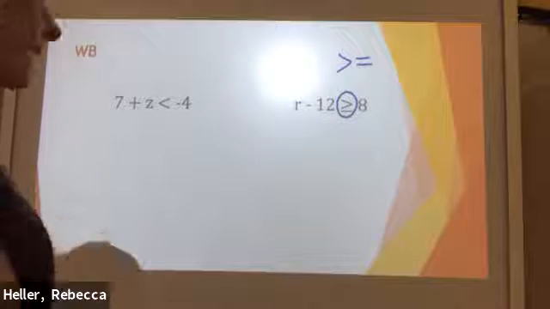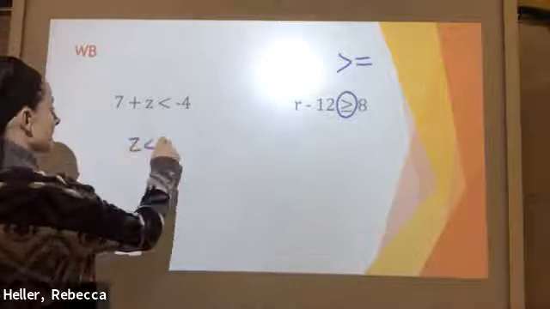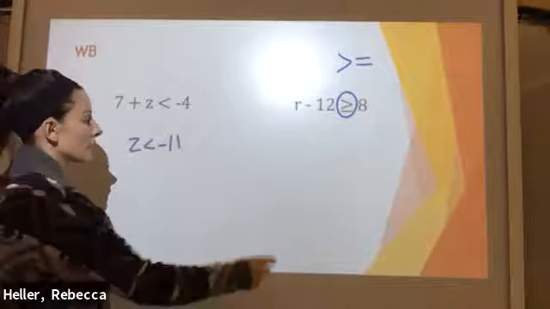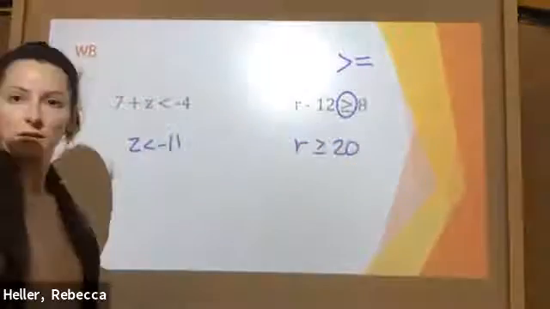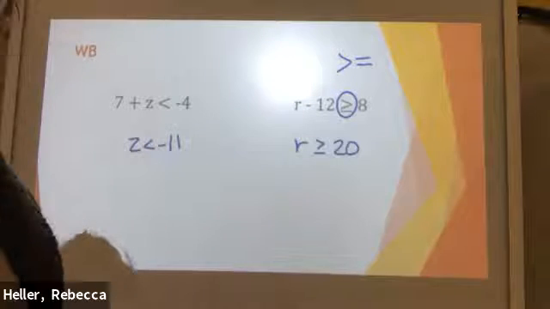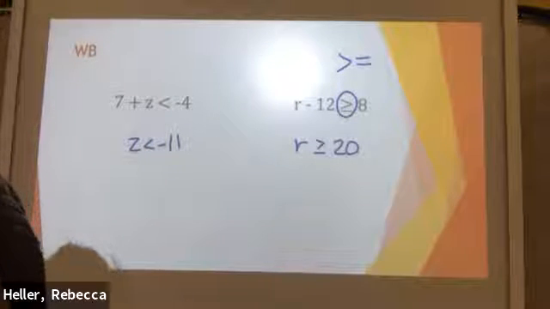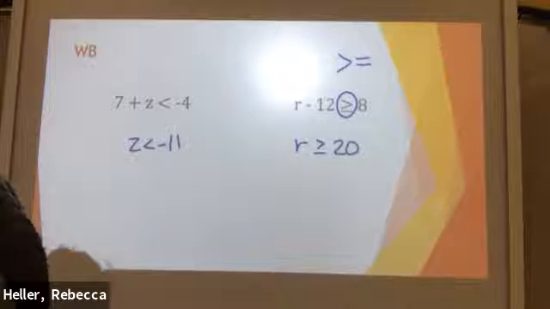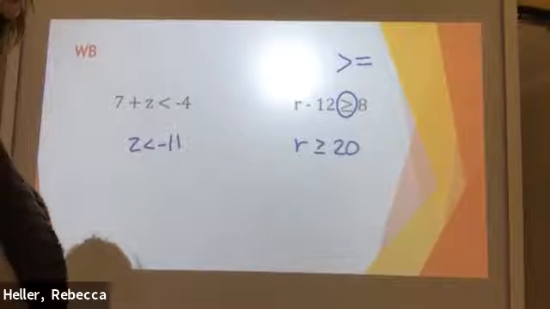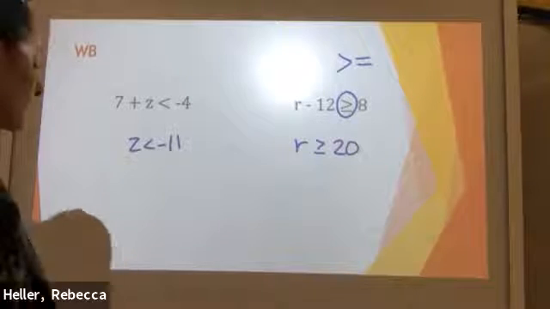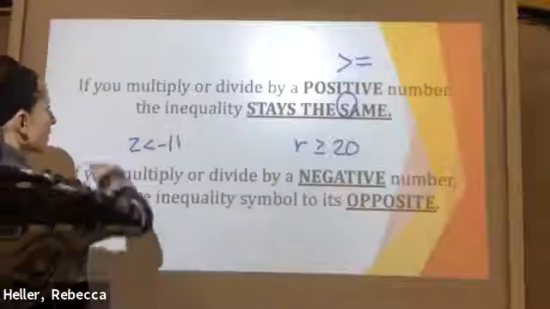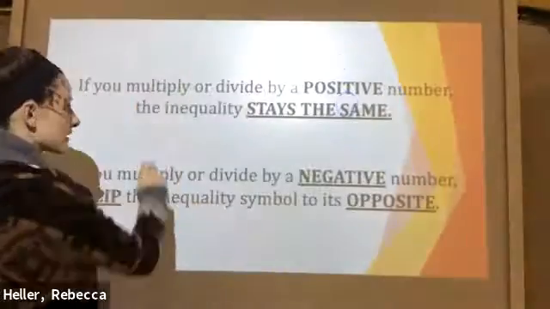All right, so the first one should have been z is less than -11. Second one should be r greater than or equal to 20. Again, I know there is no greater or equal to button on your computer, so it's hard to type that one. So just make sure when you're doing it by hand that you are writing the symbols down correctly. Okay, so that's adding and subtracting.